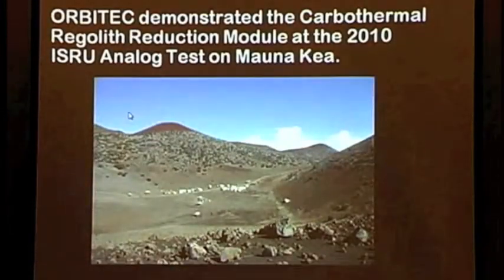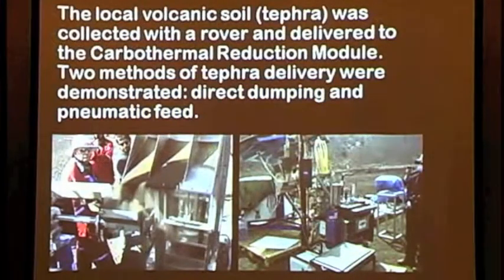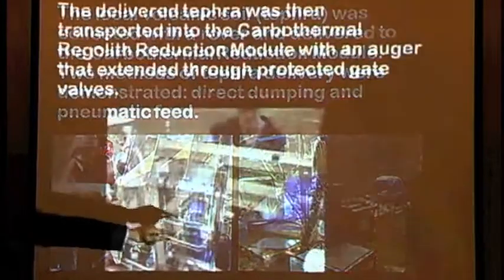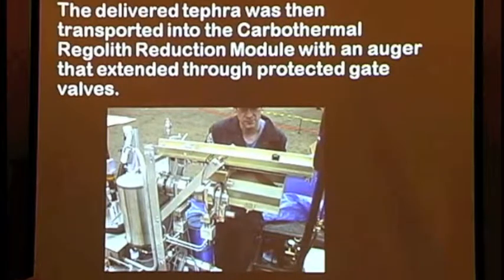Okay, so here's some stills and video. Here's another view of the test site. And that's the load haul dumper delivering the regolith into the hopper. We also tested a pneumatic lift that would bring the material in.